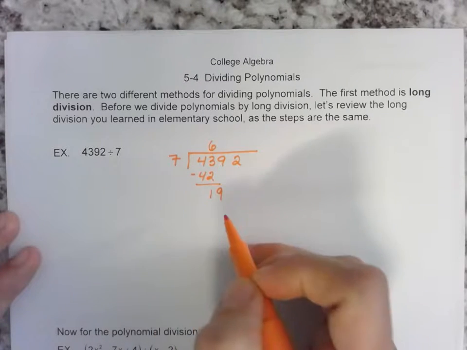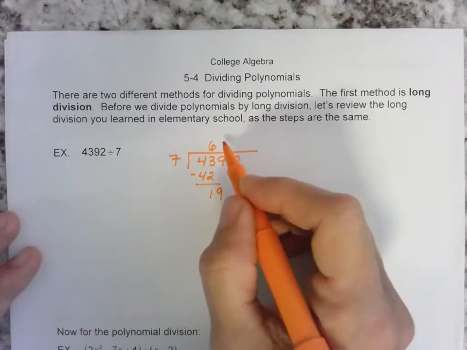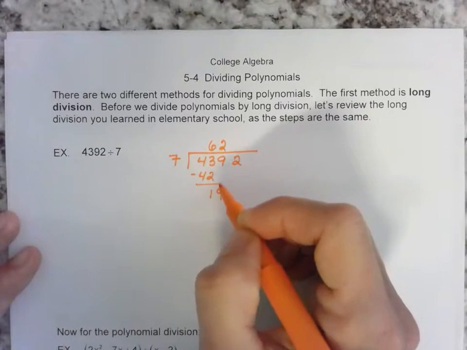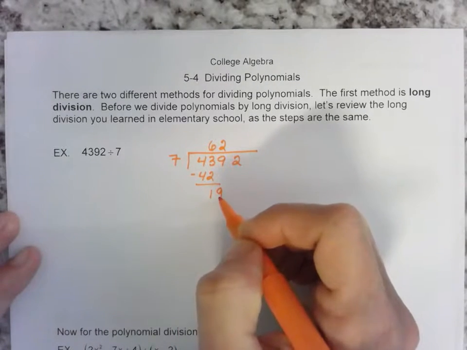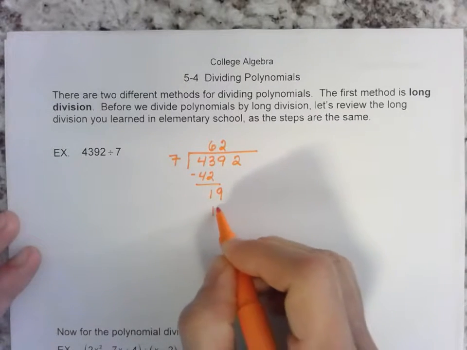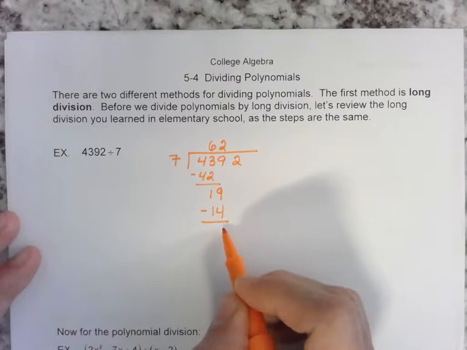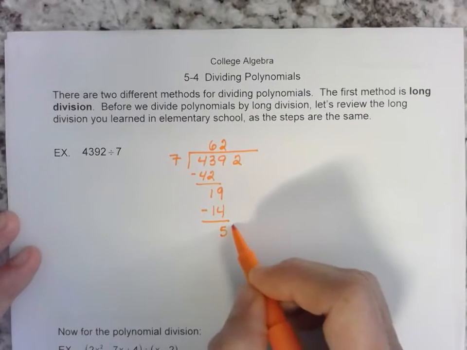Will 7 divide into 19? It will. It will go 2 times. So you put that over the number you brought down. You have to be very organized. Then you multiply. 2 times 7 is 14. Then we subtract. 19 minus 14 is 5. And then we bring down the 2.